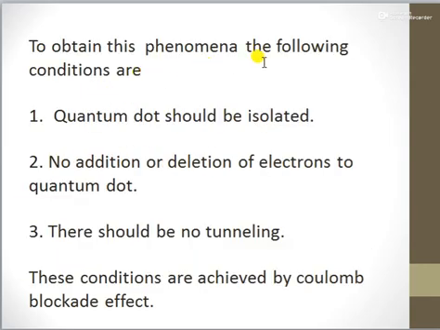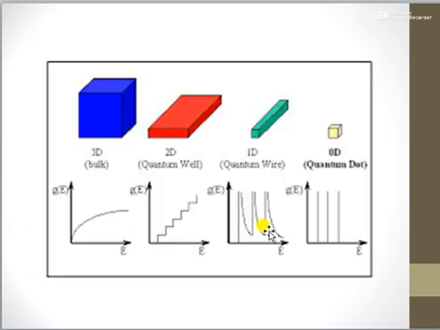To obtain this phenomenon, the following conditions are followed. That is, the quantum dot should be isolated. No addition or deletion of electrons should be there in a quantum dot. There should be no tunneling. These conditions are achieved by the Coulomb blockade effect. Before going into Coulomb blockade effect, you should know what a quantum dot is, because it plays a very important role in this process of single electron phenomena.